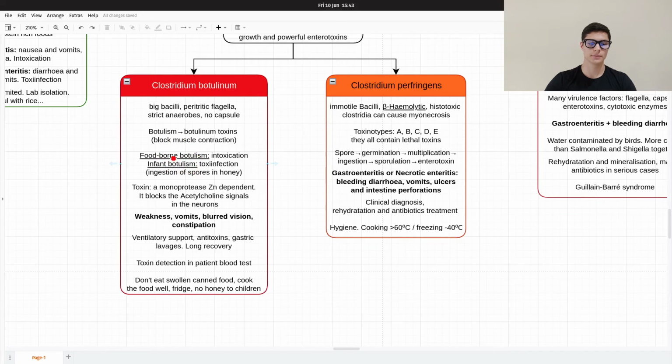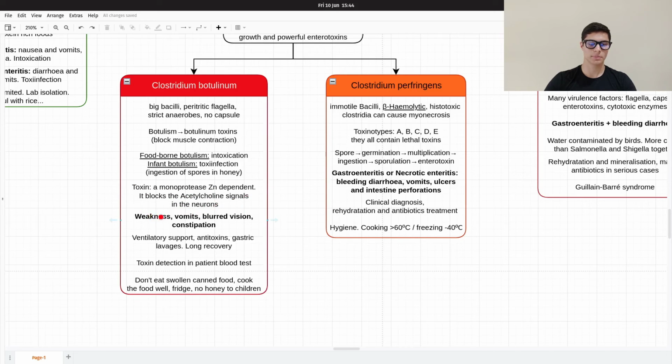We have two types of botulism. The foodborne botulism, which is in adults and is via poisoning, intoxication, and the infant botulism via toxic infection. Indeed, we ingest the Clostridium botulinum, the bacteria, ingestion of spores in honey, and this affects mainly the children because they are weak to that. The toxin is a zinc-dependent protease, and it blocks the acetylcholine signals in the neurons, as I said.